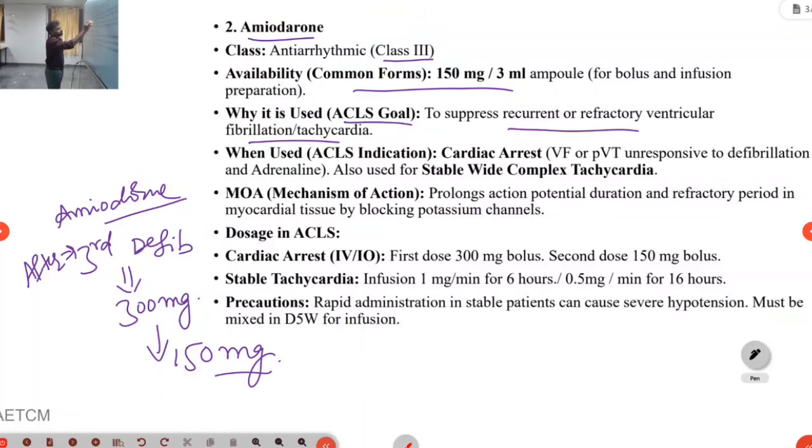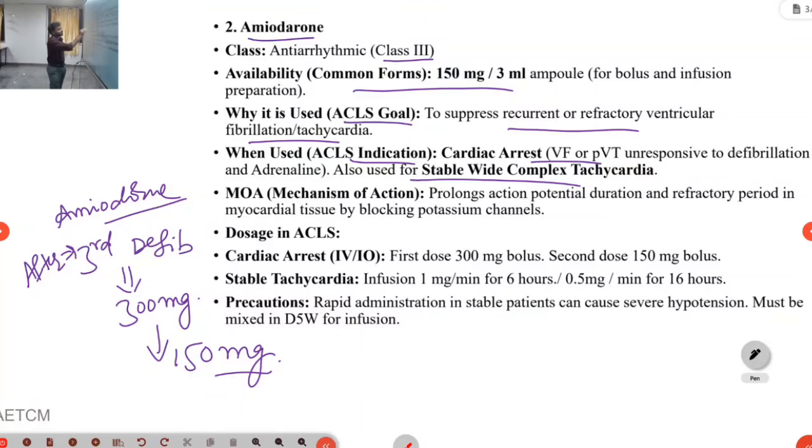Then when it is used in cardiac arrest, we have already discussed in the previous slide: when we have pulseless ventricular tachycardia or ventricular fibrillation, then we need to give it. And also we can use it in the case of stable wide complex tachycardias. That means if the patient is stable without signs of instability but is having tachyarrhythmia, then we need to control the heart rate and also control the rhythm. So that's why we give it in stable wide complex tachycardias also.